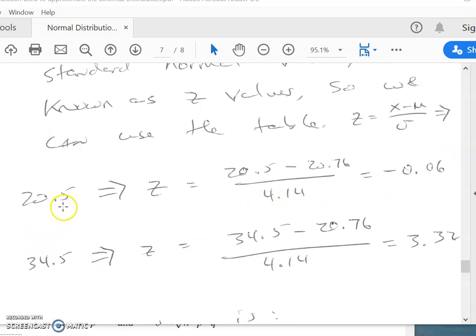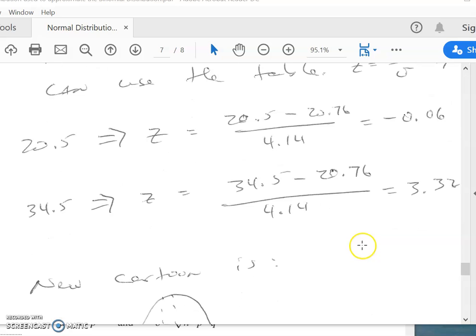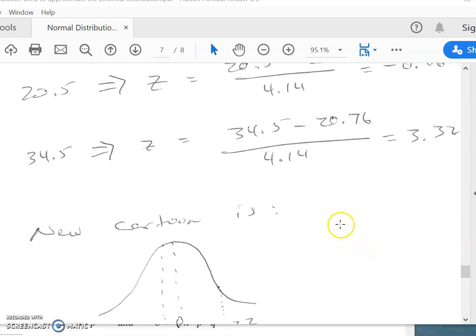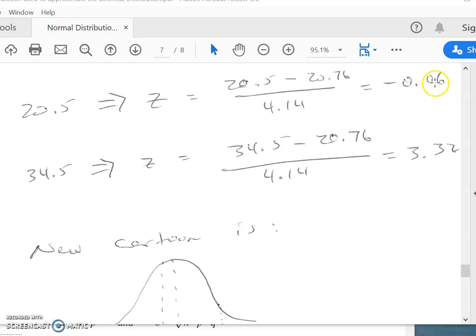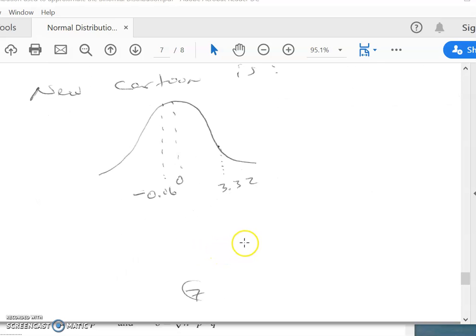Okay, so the 20.5, that's the original X value. I'm going to transform that into a Z value. How do I do it? I use this formula: 20.5, take away the mu, divided by 4.14, and I get an answer. The 34.5, I'm going to transform that into a Z-score too. I plug it into the formula and I get an answer. So now this is my new cartoon. My new cartoon is negative 0.06. That's right here, just a tiny bit to the left of the mean of 0. And then 3.32, that's way over here. So that's pretty far over, right?